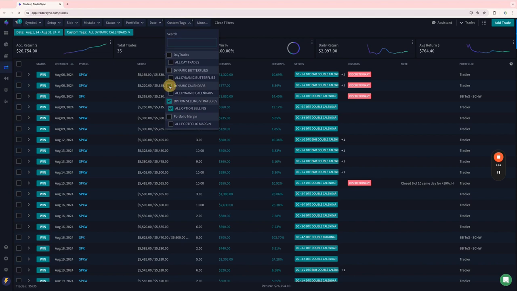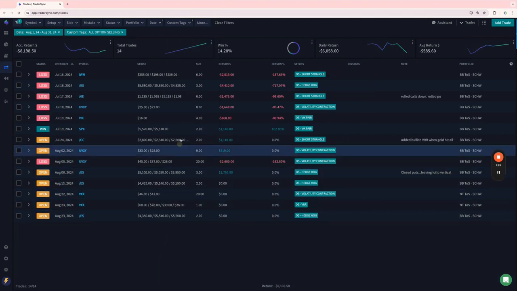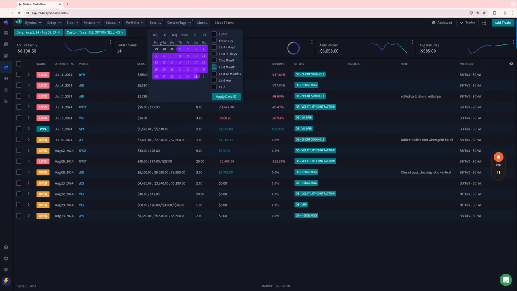Option selling, a couple of trades. Oops, that's for the full month of August. Let's go back to this week.